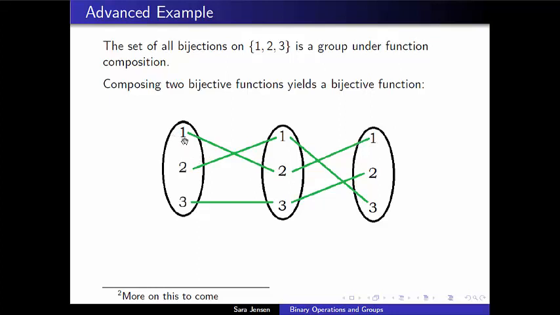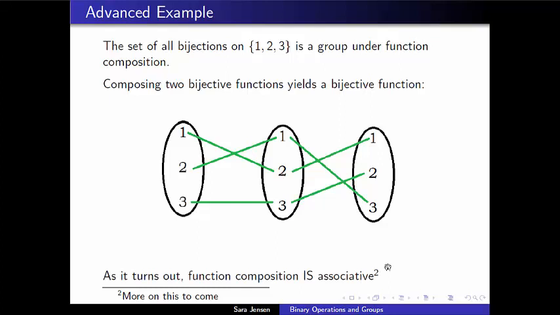Overall in this function composition, 1 maps to 2 and then 2 maps to 1. So altogether, 1 maps to 1, forgetting about what happened in between. Now 2 maps to 1 and 1 maps to 3, so altogether in the composition, 2 maps to 3, and 3 maps to 3 and 3 maps to 2, so altogether 3 outputs to 2, and that's the composition of these functions. But the composition of 2 bijective functions yields another bijective function, and that shows that we have a binary operation in function composition in this example.